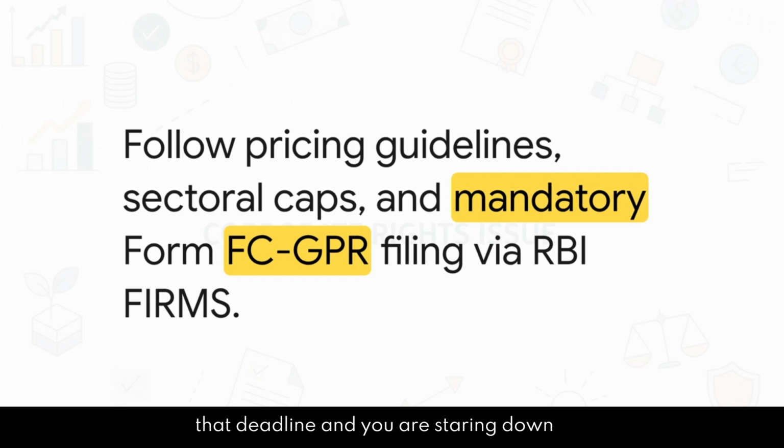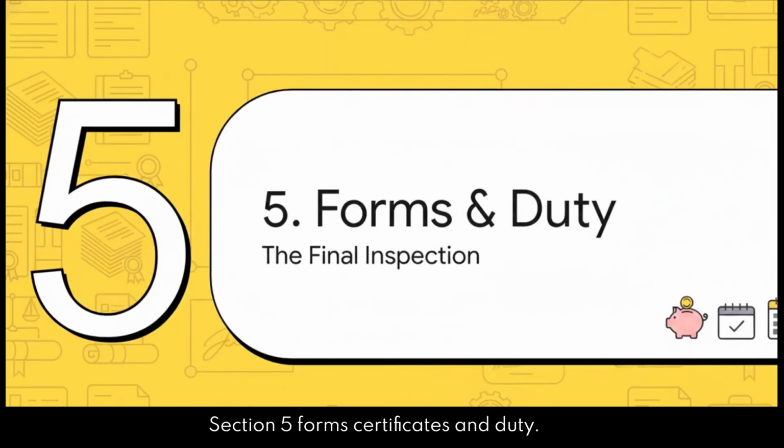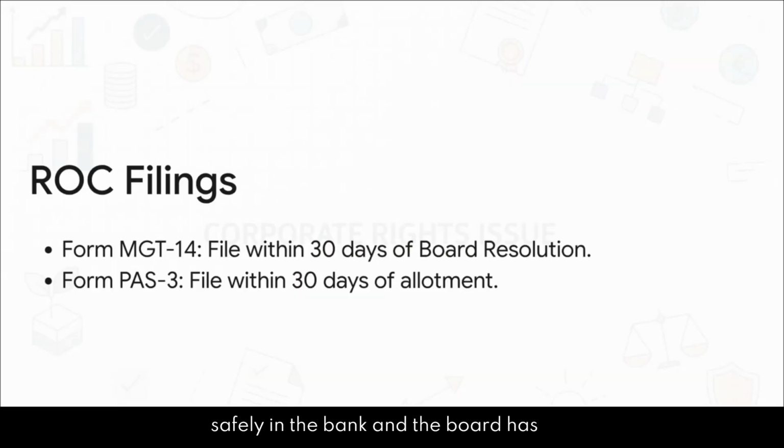Miss that deadline, and you are staring down some very severe FEMA contraventions. Section 5. Forms, certificates, and duty, the final inspection. So, the money is safely in the bank and the board has officially approved the allotment. Now comes the paperwork. Here is your mandatory post-allotment compliance checklist.